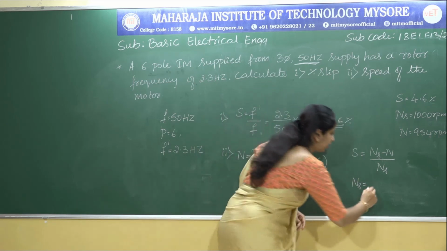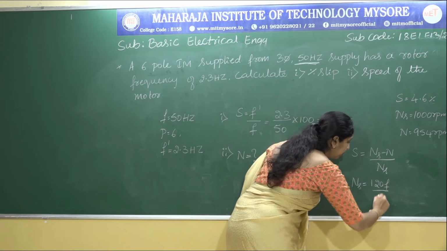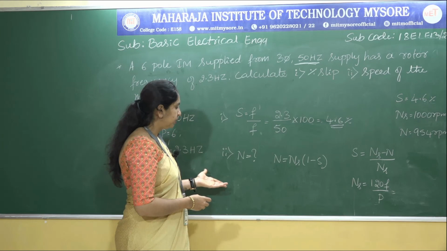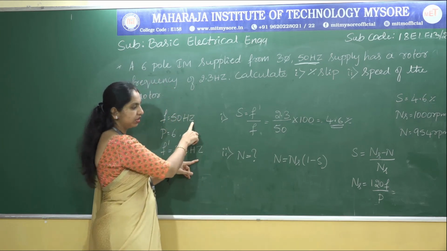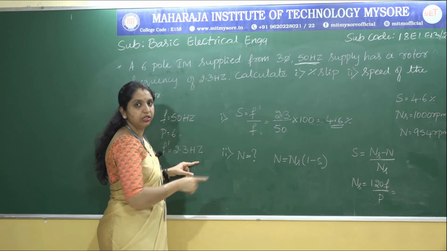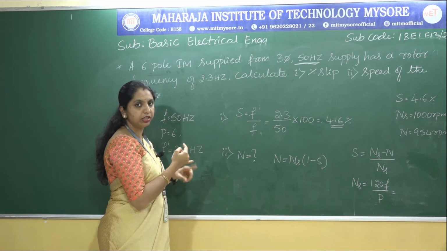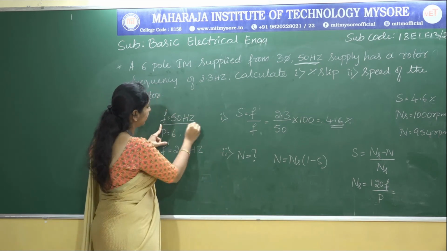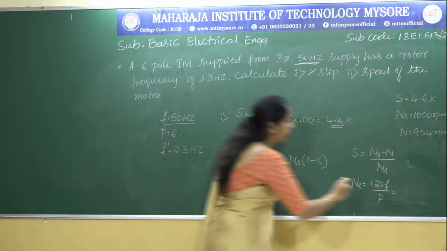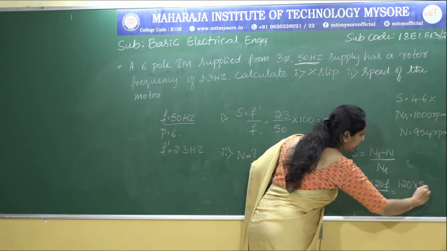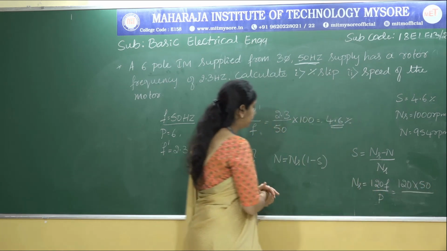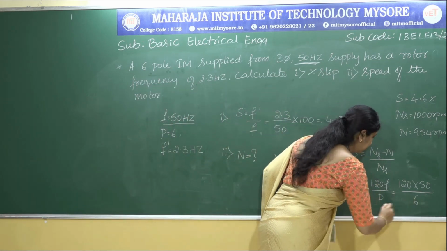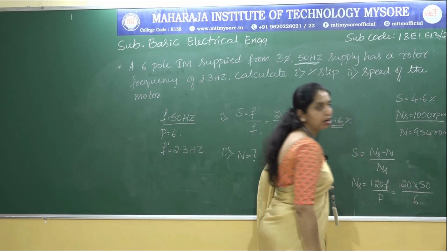Ns is equal to 120 f divided by P. And what is the frequency here? The frequency you need to take is 50 hertz, because remember, Ns and f are the values related to the rotating magnetic field, so you need to consider this frequency, that is 50 hertz. So 120 into 50 divided by P, and P is equal to 6. Substitute the value of P as 6, then you will be getting Ns as 1000 RPM.